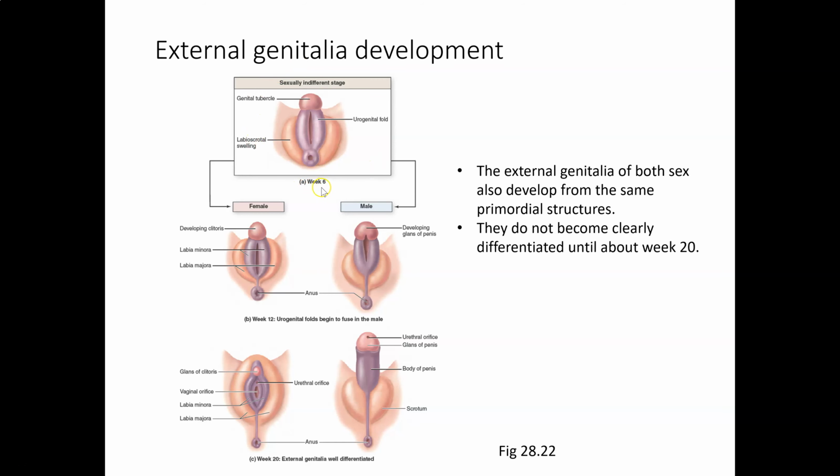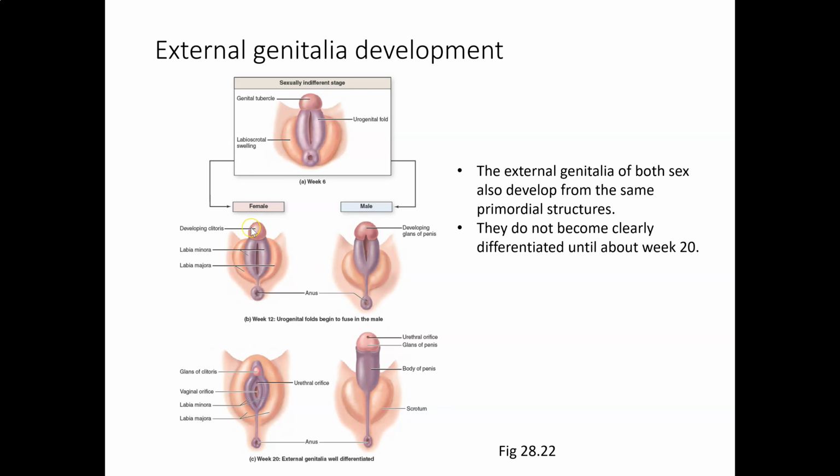At week 6, the external genitalia look exactly the same. There's no difference. At week 12, even at 10 to 12, internally you start to have differential development of the duct system, but externally they still look quite similar. You have the developing external genitalia quite similar, right? So that's basically the homologous structures in the reproductive system.